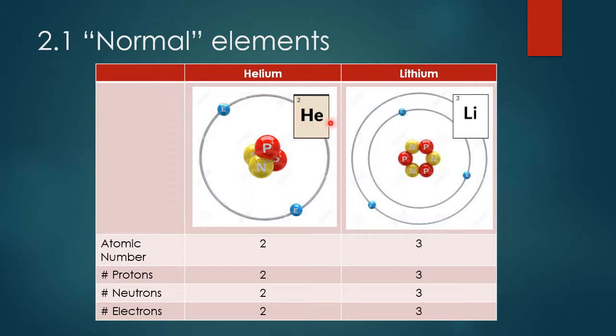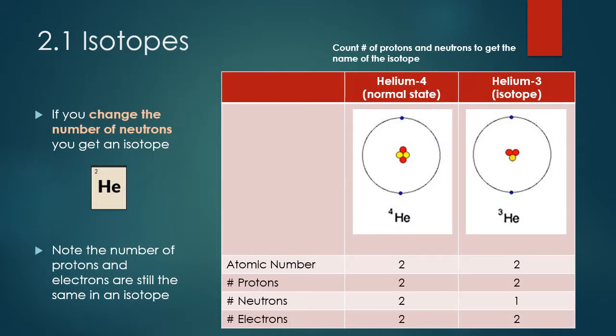So in the next couple of slides, we're going to talk about what happens when you change the number of neutrons and the number of electrons in an element. First, let's look at what happens when you change the number of neutrons in an element. When you change the number of neutrons, we call this an isotope.